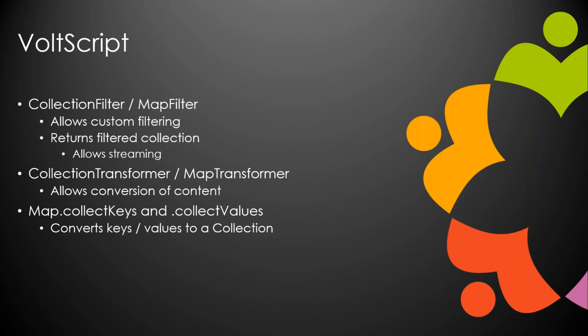Again, we then use a streaming approach. You have a filter class, which has a filter method, and a transformer class, which has a transform method. And similarly, maps have collect keys and collect values to get a collection. So hopefully those will be of a lot of interest and value to people when they start working with VoltScript in Voltmx Go.